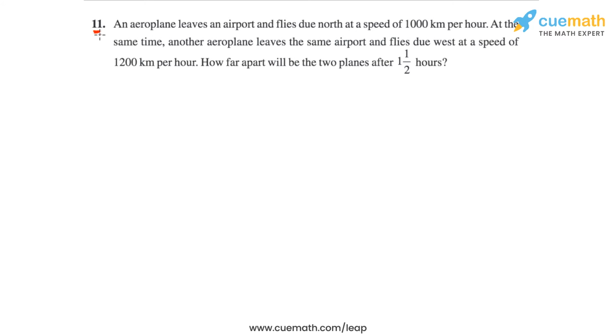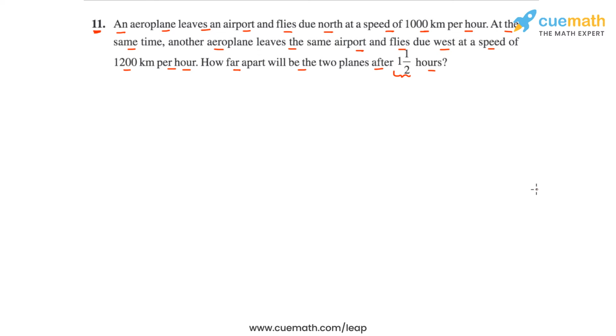Question 11 of this exercise says an aeroplane leaves an airport and flies due north at a speed of 1000 kilometers per hour. At the same time, another aeroplane leaves the same airport and flies due west at a speed of 1200 kilometers per hour. So one aeroplane is going north at 1000 kilometers per hour. Another aeroplane is going west at 1200 kilometers per hour. How far apart will the two planes be after 1.5 hours? So this is the problem we have to solve.